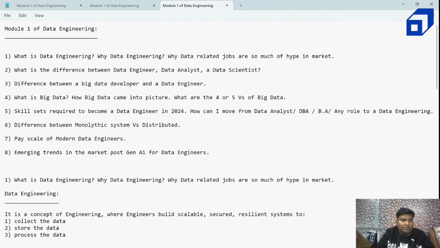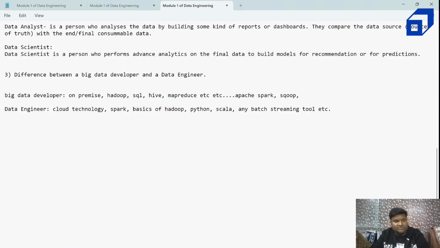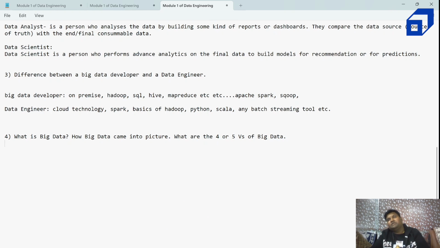Now let's talk about point number 4, which is what is big data, how big data came into picture. For this also, I'm going to give you a layman example to explain what is big data, how it evolved, how it came into the picture, basically why companies thought of a need to classify your data as big data, and then we'll talk about the different 4 V's or 5 V's to classify any kind of data as big data. So what is big data?